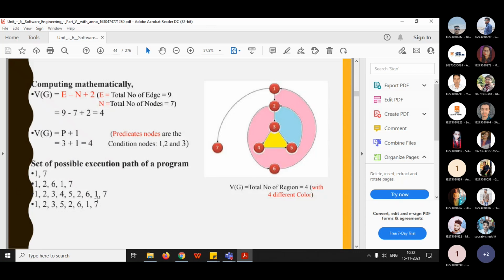See here, this path number 3 is the largest one because it contains more vertices. So see here, 1 to 2, then 2 to 3, then 3 to 4, then 4 to 5, then 5 to 2, then 2 to 6, then 6 to 1, and then 1 to 7. This many paths are there. So this is the largest path.